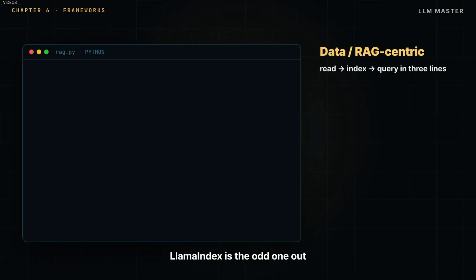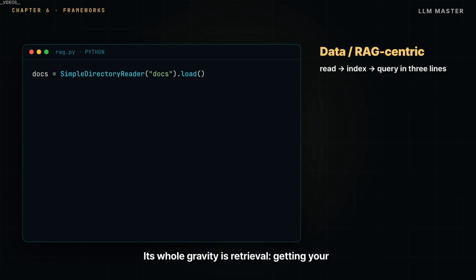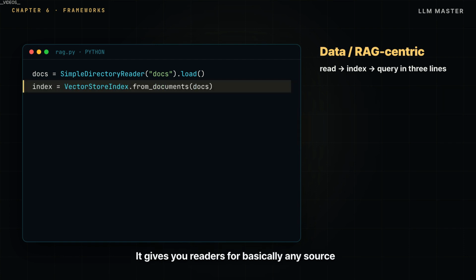LlamaIndex is the odd one out, and on purpose. It isn't really an agent framework, it's a data framework. Its whole gravity is retrieval, getting your documents into a model's context well. It gives you readers for basically any source, a pipeline that chunks and embeds and stores, index structures over the result, and query engines that retrieve the right passages and synthesize an answer.